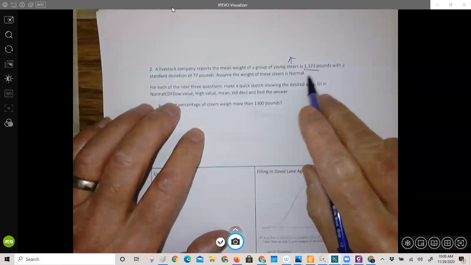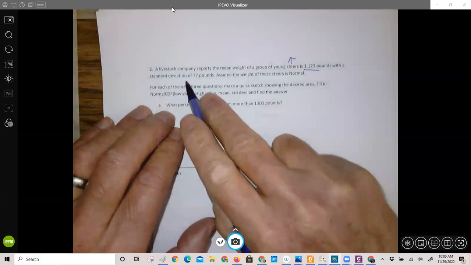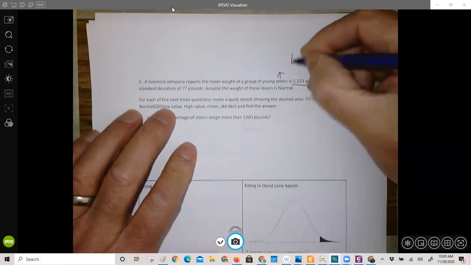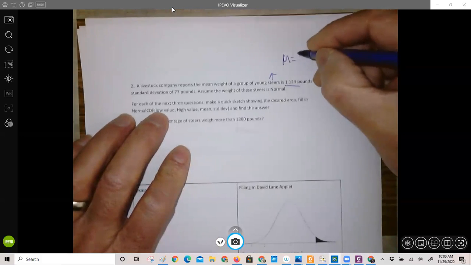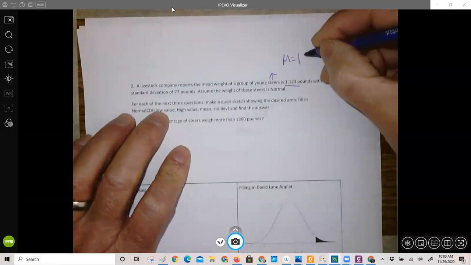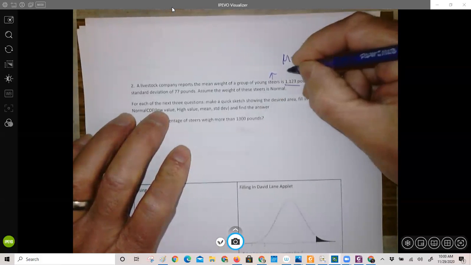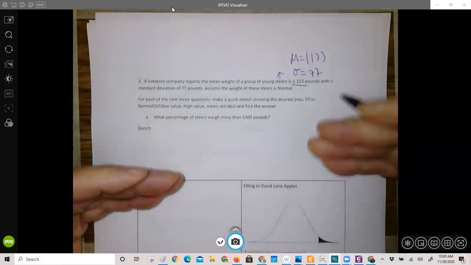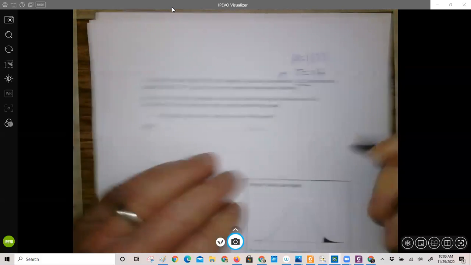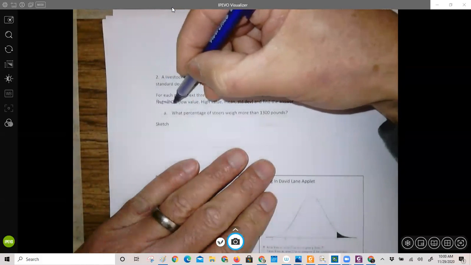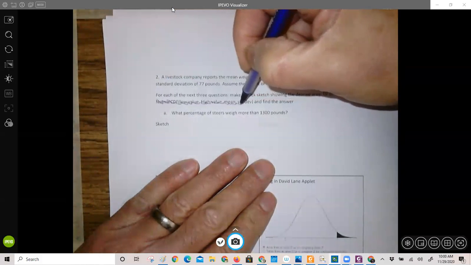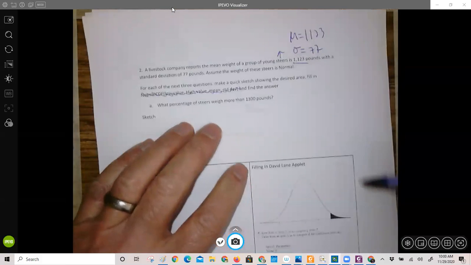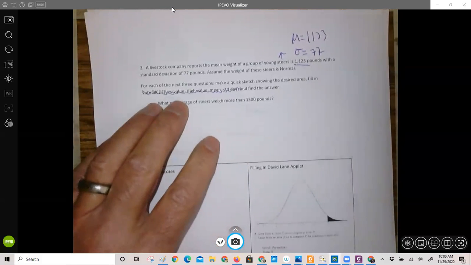So they tell me these young steers have that for an average weight, and that's the standard deviation. So we know that mu, the population mean for this group of steers, is 1123, and we know the standard deviation is 77. We aren't going to do this the old way anymore because we've got another tool we can use, and since you all have access to computers, we don't need to use a graphing calculator.